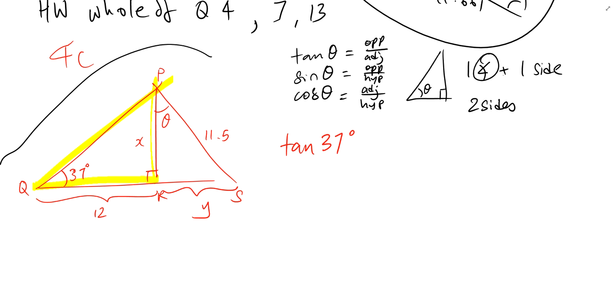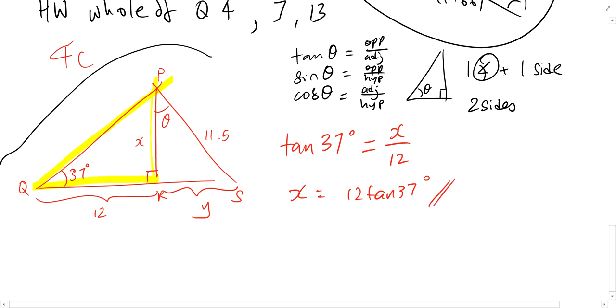Tangent 37 degrees, so opposite. What is the opposite side, Roshini? X. Then the adjacent, Zachary. 12. Excellent. So x equals 12 tangent 37 degrees. That's not the answer yet. You punch it into your calculator and round it off to 3SF. That's for x.